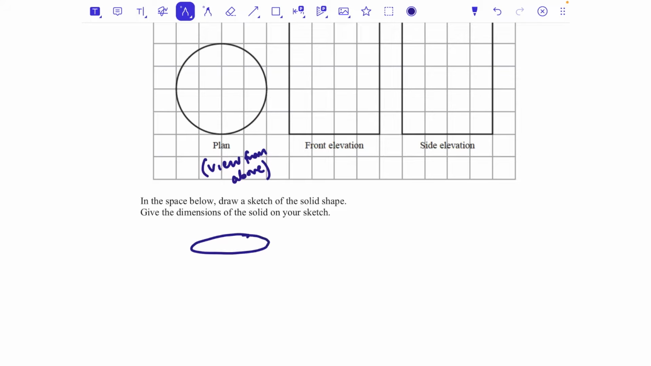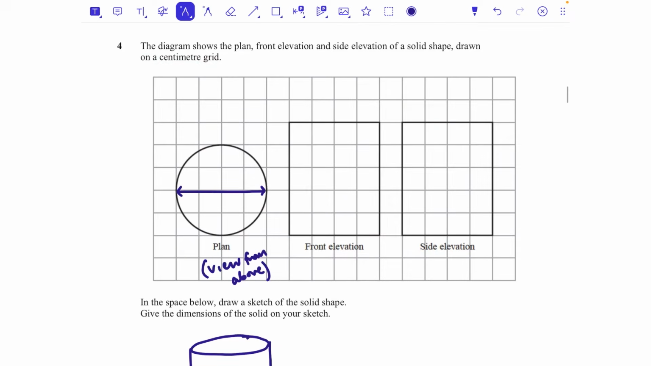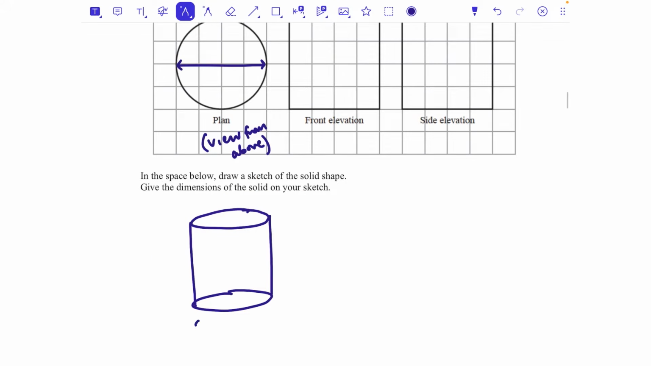Now your sketch does not need to be incredible. It just needs to be a sketch of what that shape looks like, so the examiner knows, okay, yeah, you know that that's a cylinder. And it says we must give the dimensions. So looking from above, we can see that it is 4 centimetres wide. We were told in the question that it's been drawn on centimetre grid. So I therefore know that it is 4 centimetres going across. I can see that from here as well, that it is 4 centimetres wide.